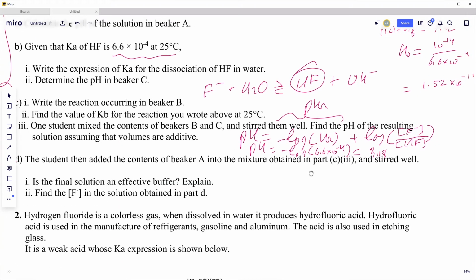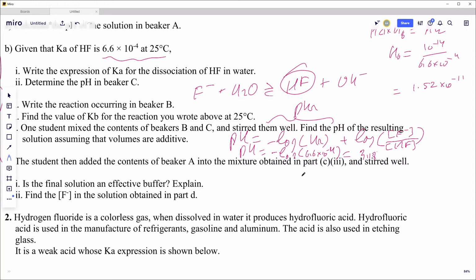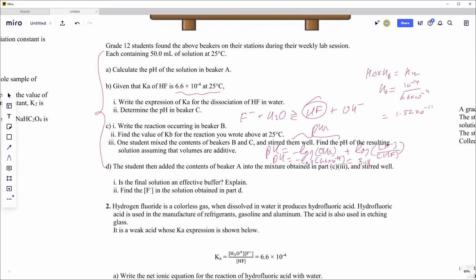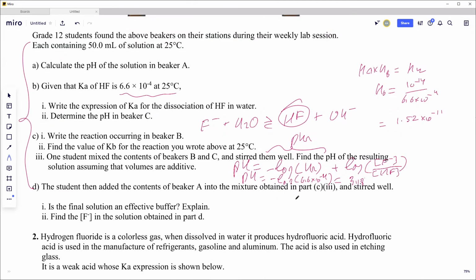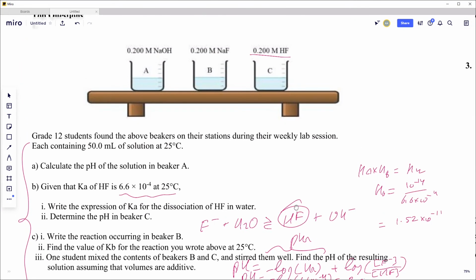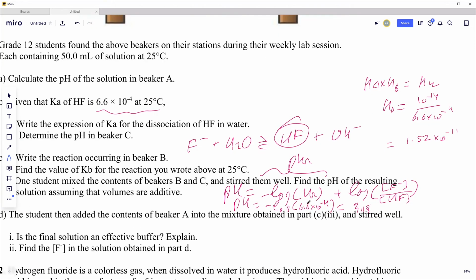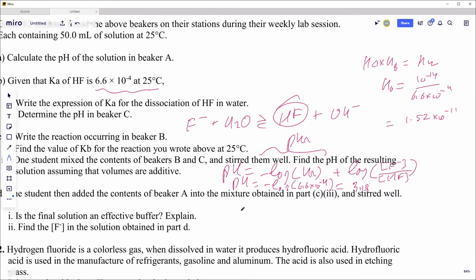So now we're doing D. We're adding A to what we got in B and C. And what is A? A is a strong base, so it's going to react with the acid. Which one's the acid? It's HF. So we had a buffer, but what's happening here? We're adding OH− to the acid, HF.